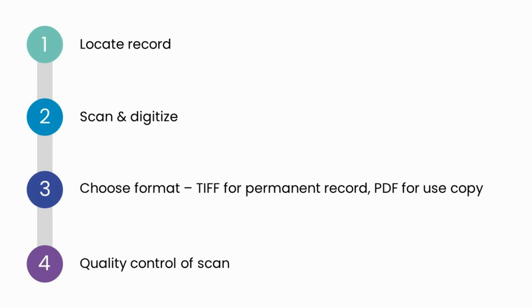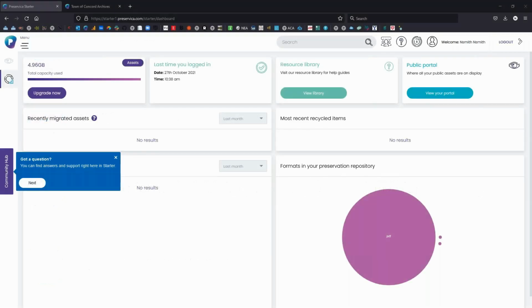Once the record's digitized, and we typically digitize to TIFF for a permanent record, and then as well for PDF for a use copy. Depends on the record, but that's our general process. We'll do a QC of the scan, and then we're ready to ingest it into Preservica. So I'll go through Preservica Starter now.